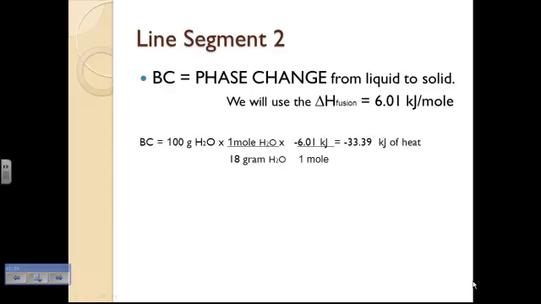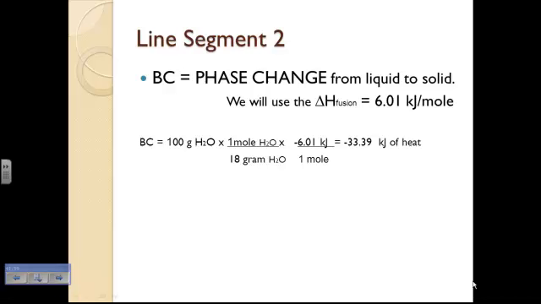This problem gave us 100 grams of water. I have to convert grams to moles so that I'm matching units with the delta H. This is what we'll write down on our paper. Line segment BC is equal to the given quantity, 100 grams of water, times the 1 mole of water set over its molar mass, 18 grams. There's my mole map work. I'm converting grams of water to moles of water. My first conversion, 1 mole of water set over 18 grams.